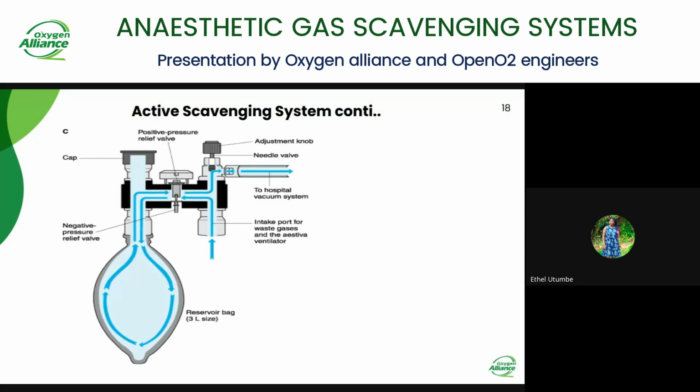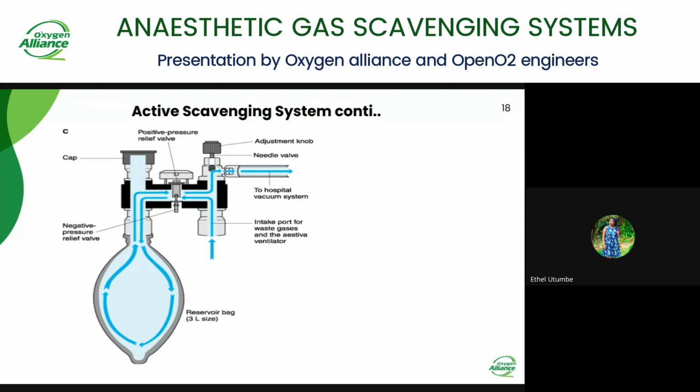So this is an example of an active scavenging system. Like I've already explained, the scavenging interface can be a closed scavenging interface or an open scavenging interface. In the closed scavenging interface, it has a positive pressure relief valve. As you can see, we have a positive pressure relief valve and a negative relief valve. We also have our system connected to the hospital vacuum system. We have an adjustable knob, which will prevent excessive suction, and we also have a reservoir bag.